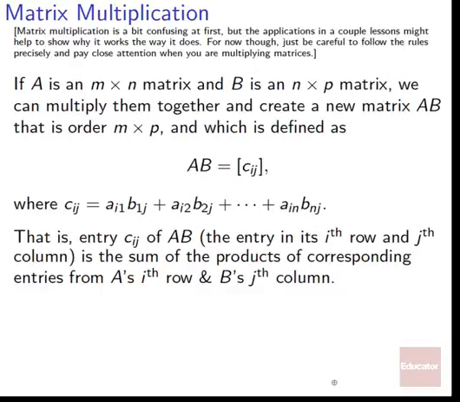Matrix multiplication. Now, this one is going to be very different. The previous two made sense, right? They were a lot like what we were used to doing with vectors. You multiply everything with a scalar, you add based on location with addition. Matrix multiplication, this one's going to twist your brain a little bit. It's confusing at first, but the applications in a couple lessons will hopefully make us see why we wind up doing this kind of confusing thing, because there winds up being some purpose to this stuff. But for now, we're not going to really have a very good understanding of why that has to be the case.